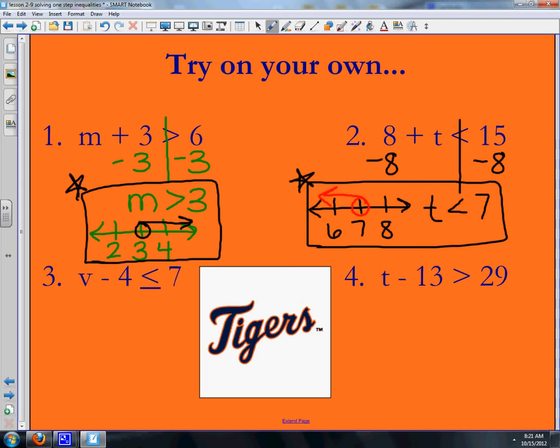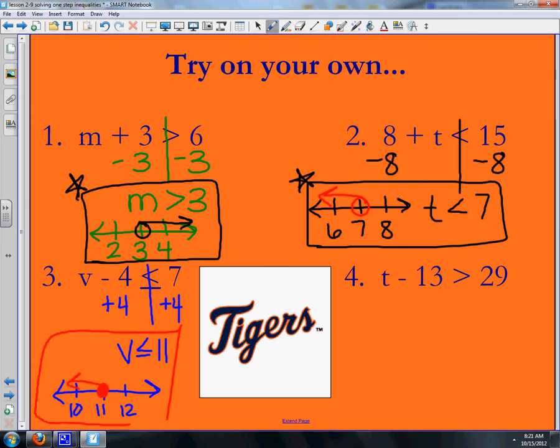All right, the next one. This is b minus 4. So I'm going to add 4 to both sides. So I get b is less than or equal to 11. So I draw my graph. And I have a closed circle at 11. And it's everything less than. So I draw my arrow to the left. So there's my two answers.